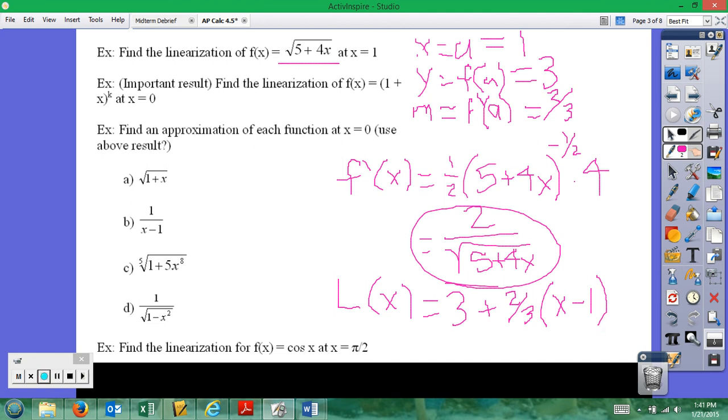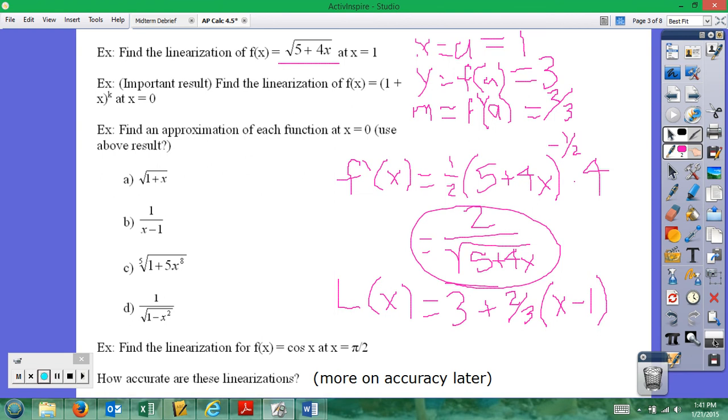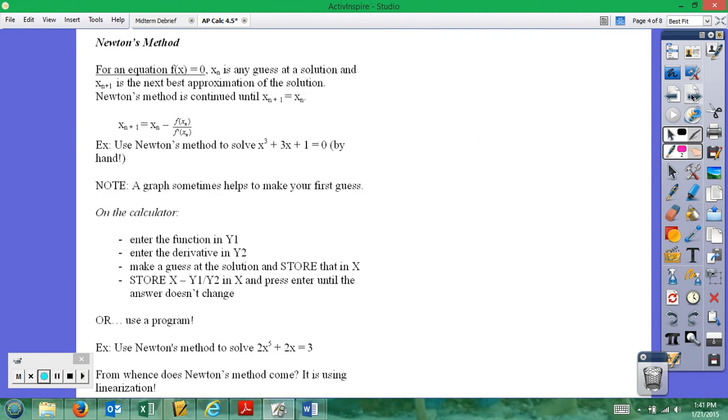We had a similar problem on a recent test where you were finding a tangent line and then estimating and comparing. So we'll do a little more with the linearization and comparisons in class, and then take a look at Newton's method. So Newton's method, what a really cool idea. The idea being used to solve equations that would not have been able to be solved algebraically before.